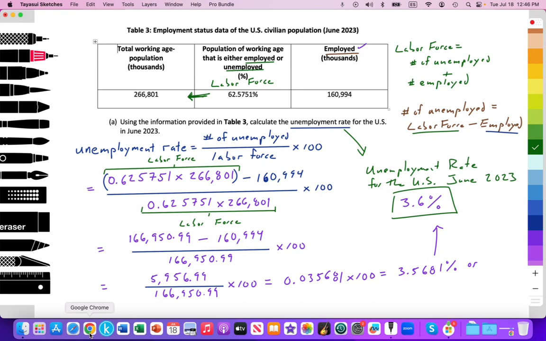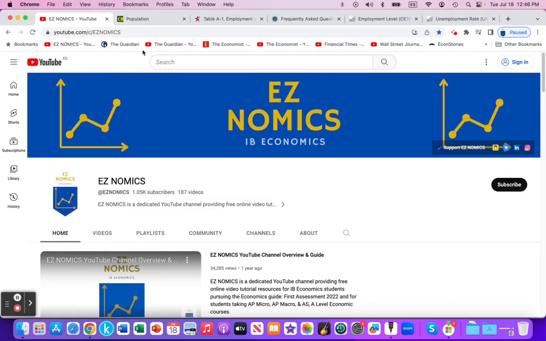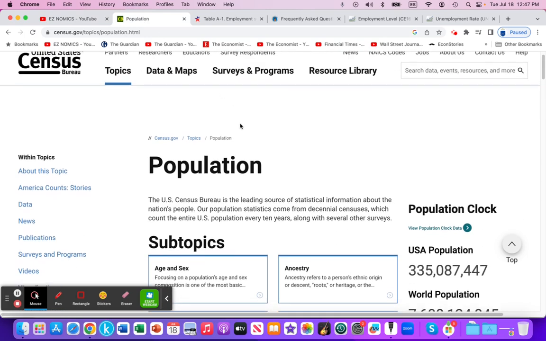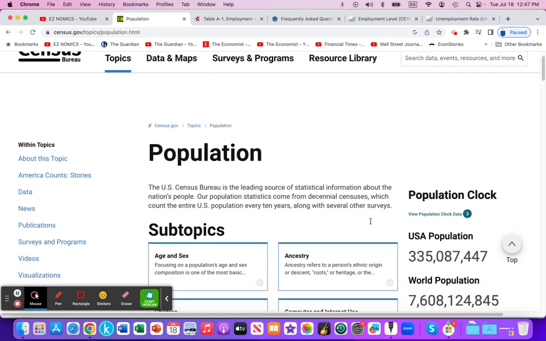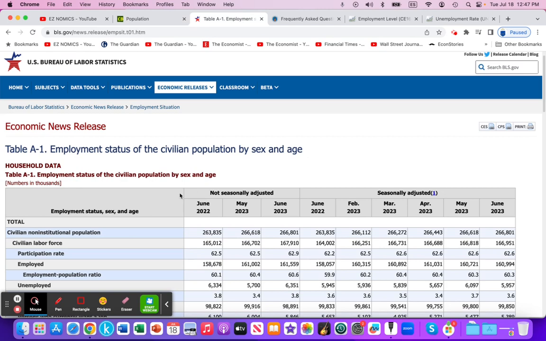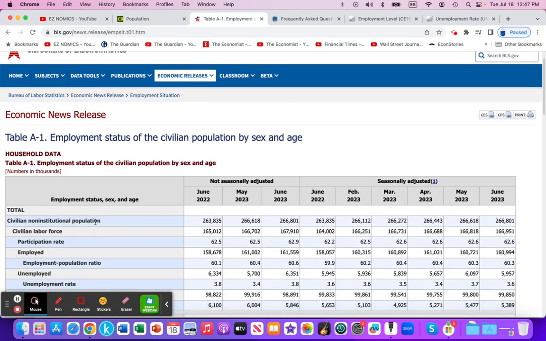And I would also like to show you where this data came from. This is real data coming from, well, let's understand the size of the labor force. This is the U.S. total population from the United States Census Bureau. The U.S. total population is at 335,887,447. Of that total population, this is our civilian non-institutional population that is employable, 266.801 million.